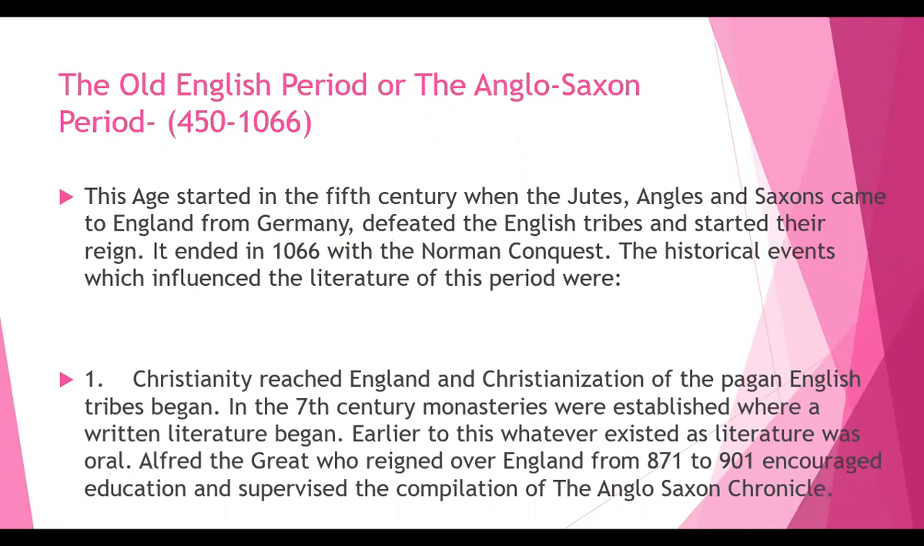In the 7th century, monasteries were established where written literature began. So when the written literature began, that's a very, very important point. When monasteries were established, written literature began. Earlier to this, whatever existed as literature was oral, isn't it?